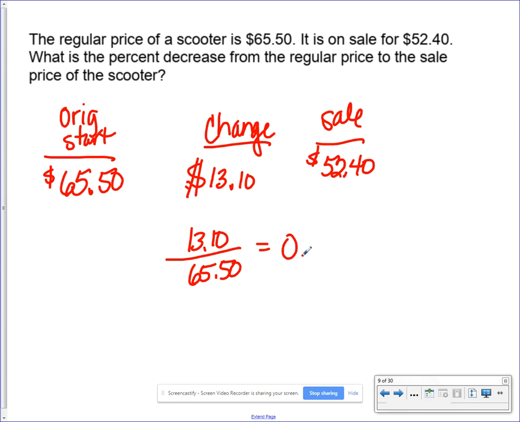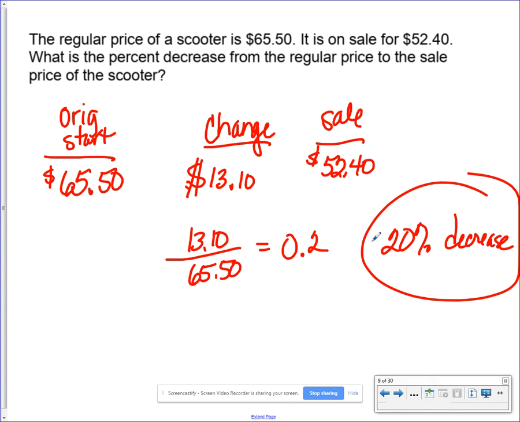But, oh, grab your calculator. Look how nice this turns out. Who'd have thought that? So guess what? It is a 20% decrease. So perhaps what happened at the store there was that the price tag on that scooter had a little sign, 20% off. That's how much your discount was.